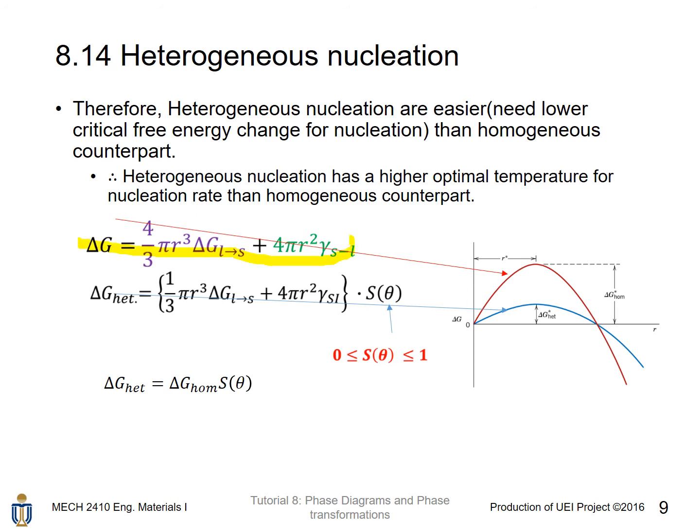The first equation here describes the homogeneous nucleation, and the second equation here describes the heterogeneous nucleation. And if we put it together in the same graph, we discover that the free energy change required for heterogeneous nucleation is lesser than the free energy required for homogeneous nucleation, and they are related by the equation here.